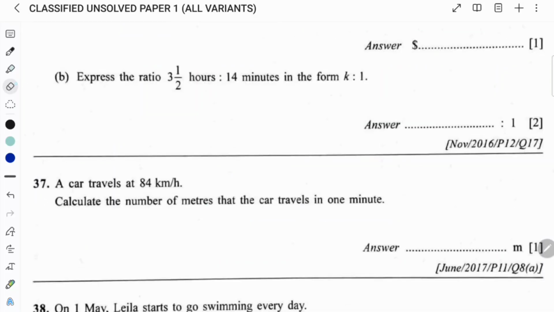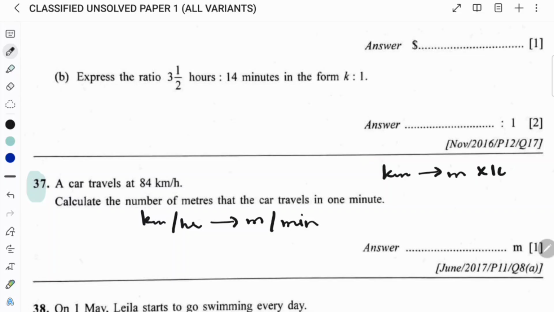Alright, next question, this one. A car travels at 84 kilometers per hour. Calculate the number of meters that the car travels in 1 minute. It means that it will be kilometers per hour, we are changing into meters per minute. Okay, so we have 84 kilometers into meters. You know that we multiply by 1000, and then hours into minutes we multiply by 60.